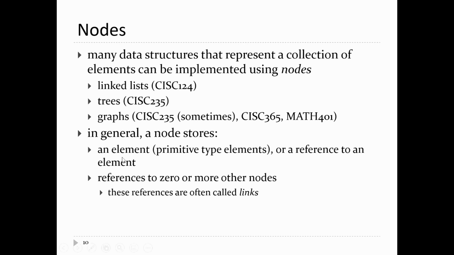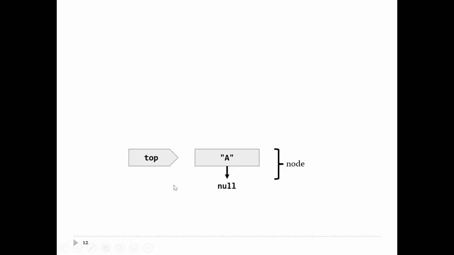So what's in a node? A node stores an element, or a reference to an element in Java. And then it also stores a reference to 0 or more other nodes. And so those references are called links. Now, it's not a collection of other nodes. Well, sorry, that's not true. It's a reference to 0 or more nodes. So let's look at a picture of that.